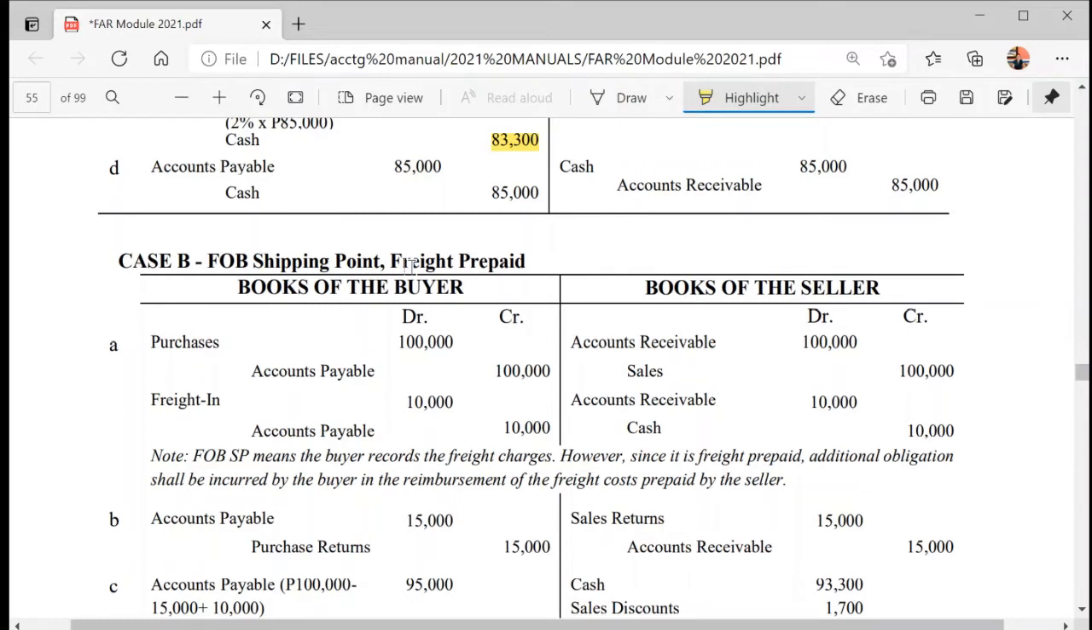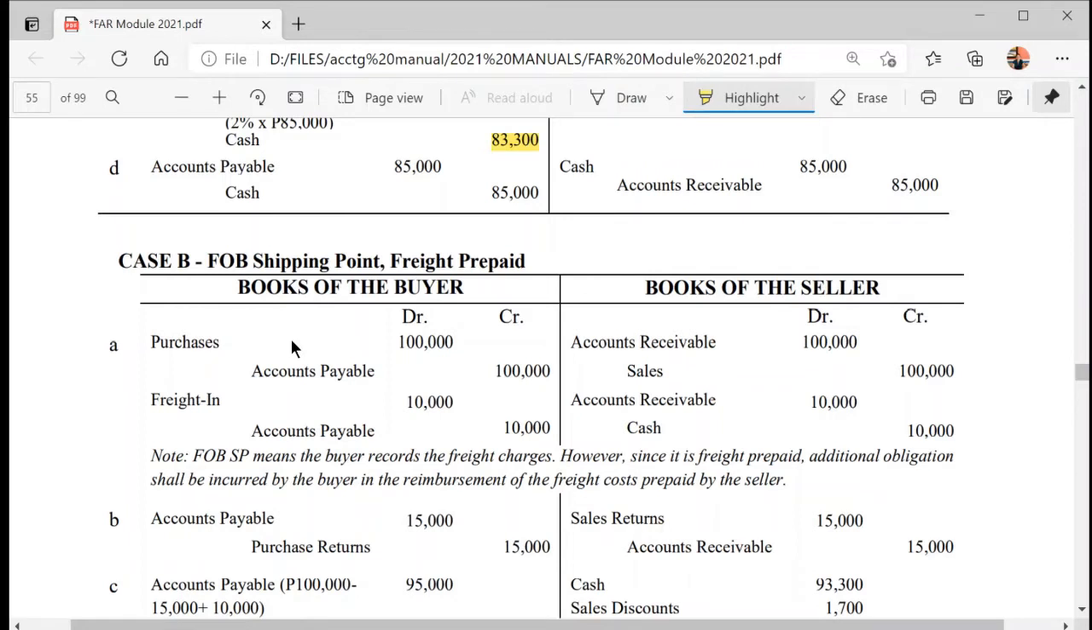So first is, again, we record the purchase. So we have purchases, credit accounts payable. On the side of the seller, that's accounts receivable, credit sales. Remember that the buyer is the owner of the goods while in transit. So, padayon gihapon nga mag-debit of freight in and then credit accounts payable.